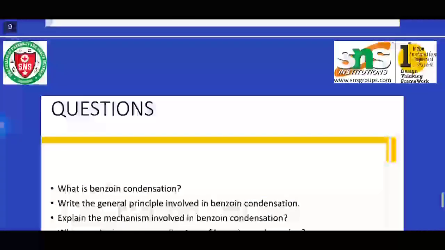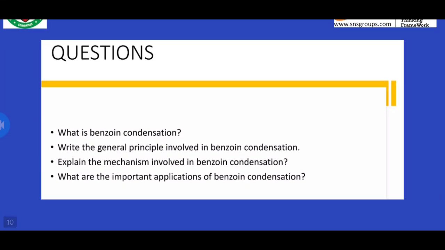Next we will move to the questionnaire session. What questions can be asked in the exams? They will ask what is benzoin condensation, what is the general principle involved in the benzoin condensation, the mechanism involved in the benzoin condensation, and what are the important applications of benzoin condensation. Or else they will ask, in a whole 10 marks, explain briefly about the benzoin condensation.